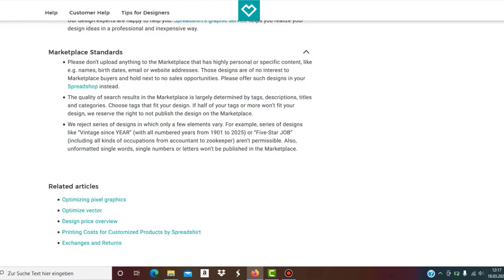And then they also say we reject a series of designs in which only a few elements vary. Now that's the important bit, because many people had rejections of this. So for example, a series of designs like vintage since year, with all numbered years from 1901 to 2025, or 5-star job, including all kinds of occupations from accountant to zookeeper, aren't permissible. Also, unformatted single words, single numbers, or letters won't be published in the marketplace. But many people had, I think, a series of designs rejected.